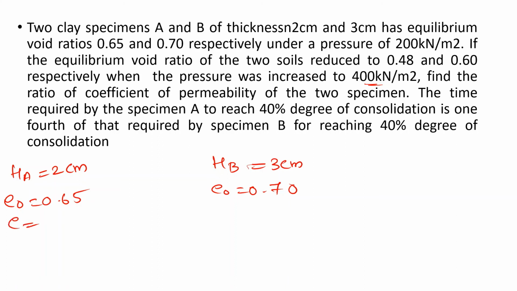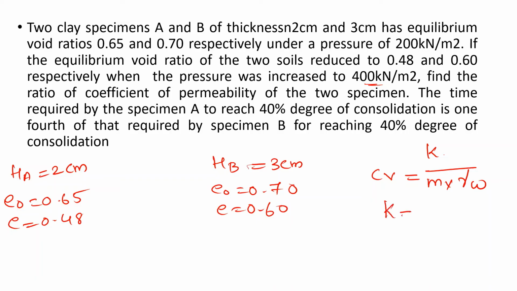The final void ratio is given as 0.48 for A and 0.6 for B. We need to find the coefficient of permeability. We know a relation connecting coefficient of consolidation and coefficient of permeability: Cv is equal to K divided by Mv into gamma W, where gamma W is the unit weight of water. From this relation we can write K is equal to Cv into Mv into gamma W.